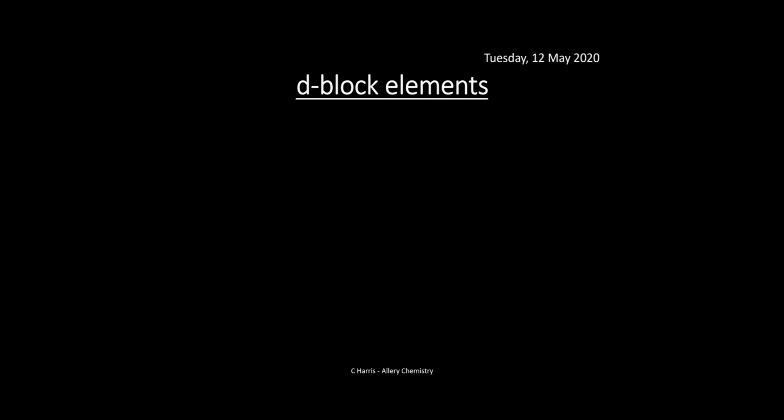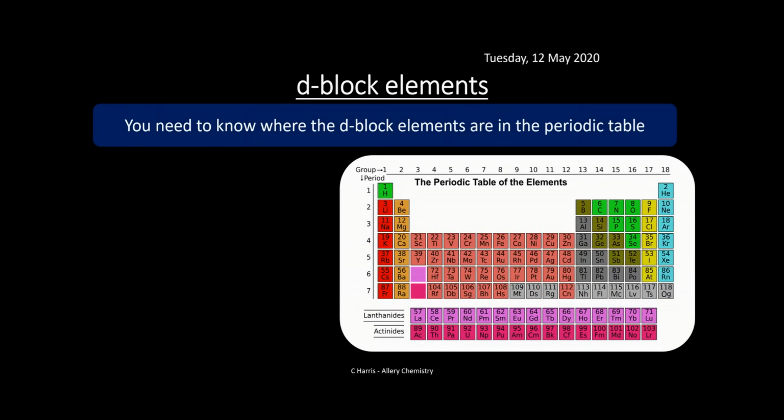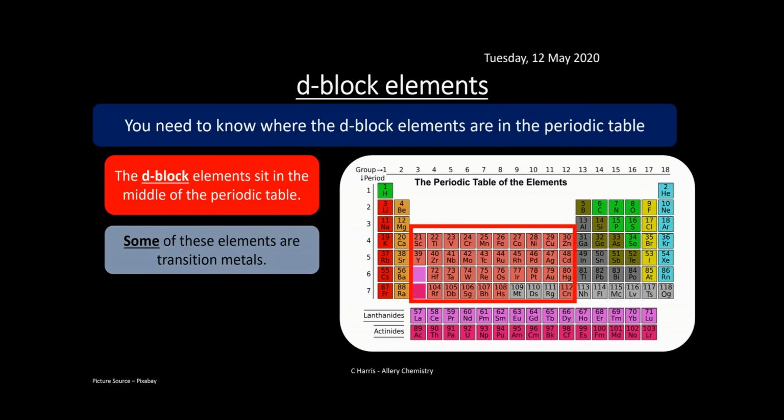Okay, so let's start with D block elements first. What we need to know is where the D block elements are in the periodic table, because we're going to be talking about them all the way through this video. So it's important to know where they sit. The D block elements sit in the middle part of the periodic table, right in the middle there.